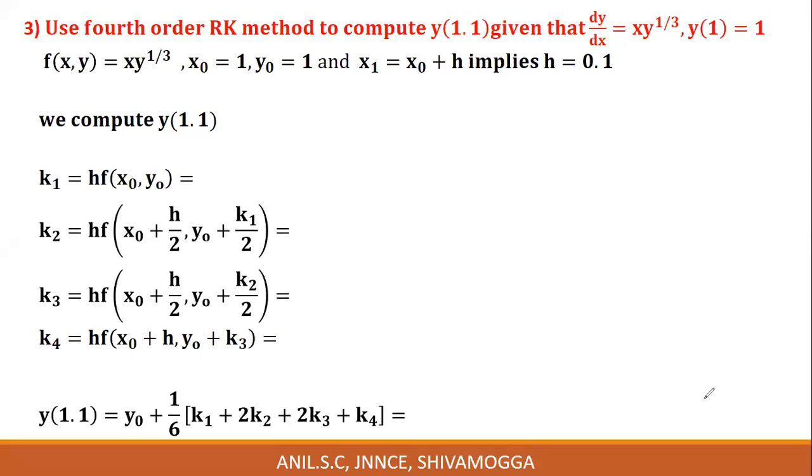To compute y of 1.1, the same four components k1, k2, k3, k4 are to be determined. Just calculate k1. K1 is given by h into, that is 0.1 into f of x naught comma y naught. x naught is 1, y naught is also 1. Now f of x comma y is defined as x into y power 1 by 3. Yes, it's 0.1. K1 is equal to 0.1.